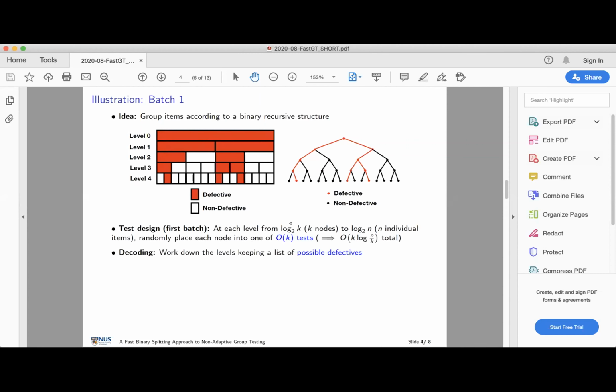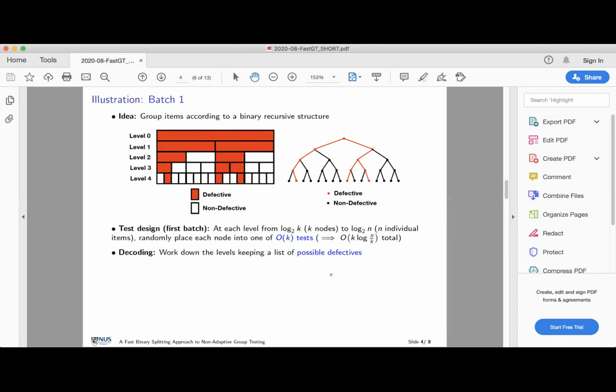So this is sort of describing that. We randomly place each of these larger groups into one of order k tests. So the total is order k log n over k, because there are log n over k levels. There are actually log n levels in this picture, but we could start a little bit down the tree and have log n over k levels.